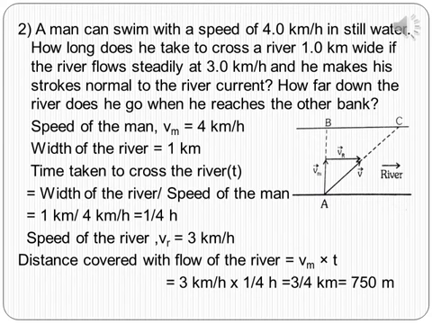And also given that the speed of the river VR is equal to 3 km per hour, then the distance covered with the flow of the river is equal to speed into time, which is 3 km per hour into 1 by 4 hour, equal to 3 by 4 km, equal to 750 meter.